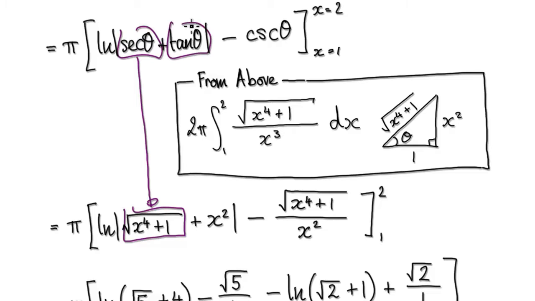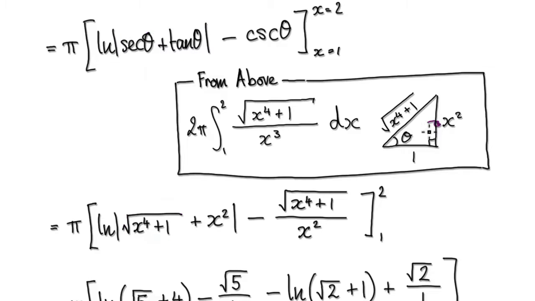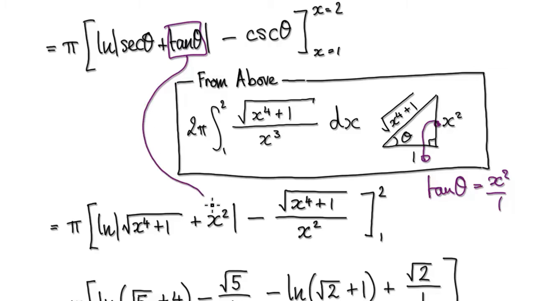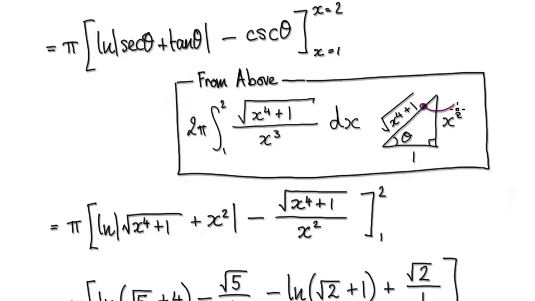What is tan theta? Well, tan theta is this thing here. Tan theta is x squared over 1, which is just x squared. So this block here becomes this. And then what is cosecant? Well, cosecant is this thing here, which is the square root thing divided by x squared.